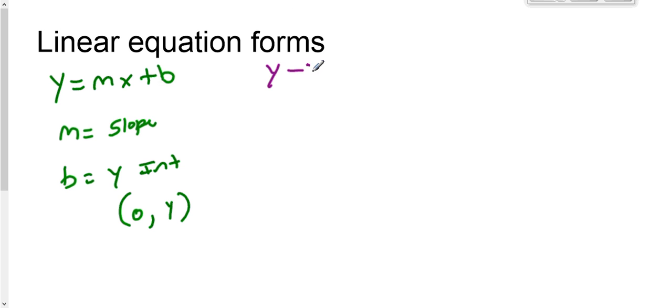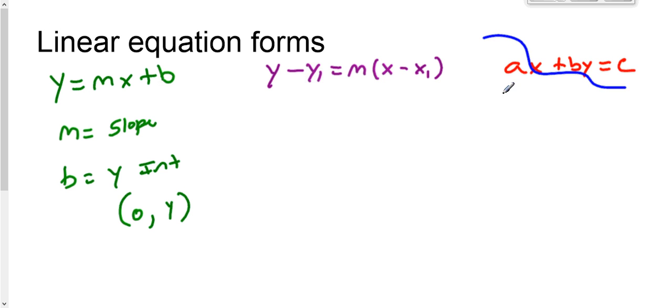Point slope form. It's the most useful technique to build linear equations because all you need is a point and a slope. Literally, that's why it's called point slope form. And then the least helpful but fairly common, standard form. We are not going to concern ourselves with standard form when we're trying to build a linear equation because both of these techniques are easier.